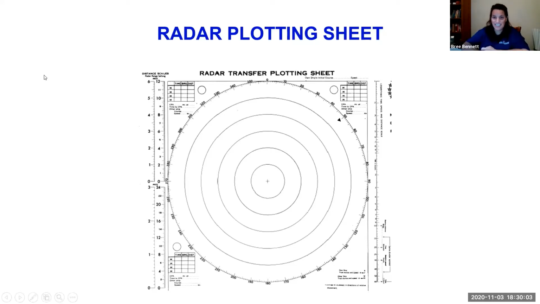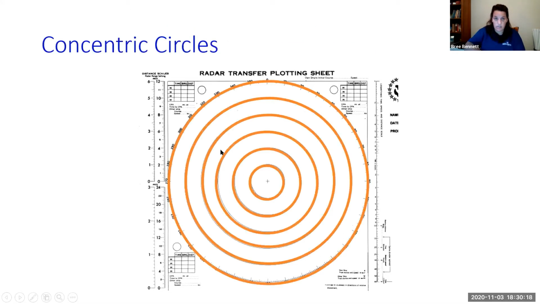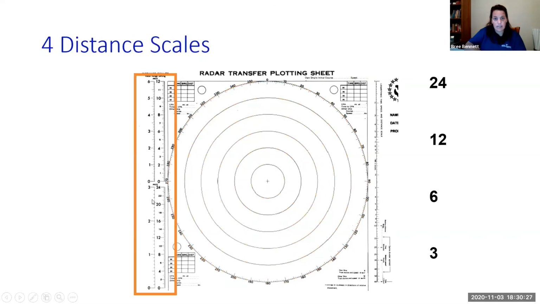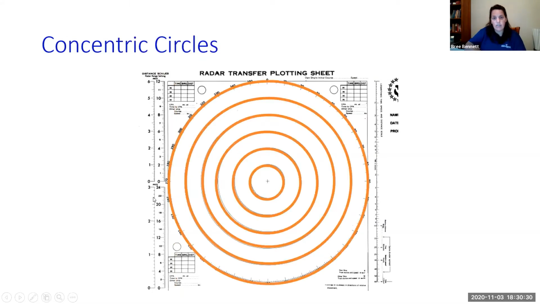The actual radar plotting sheet. And then we're going to dive into that. So we kind of went over this a little bit at the end of class last week, but on our radar plotting sheet, we have the concentric circles, and those distances can change. It goes with the scales on the side here, right? There's our distance scales. So if we are on the 3 mile scale, the center is 0 and the edge is 3. If we are on the 24 mile scale, center is 0, the edge is 24.